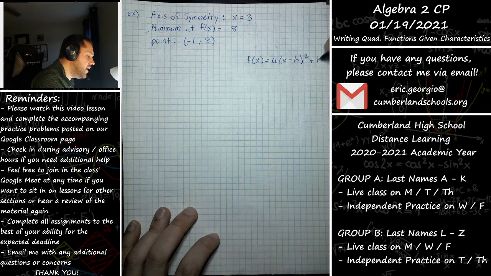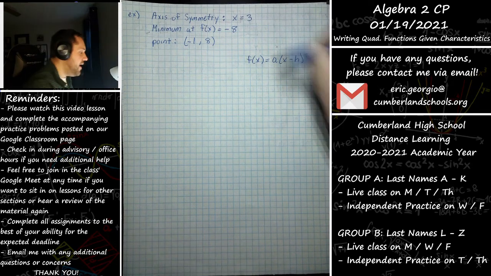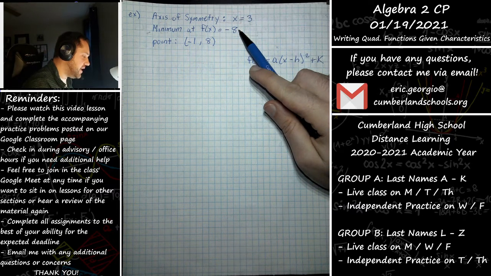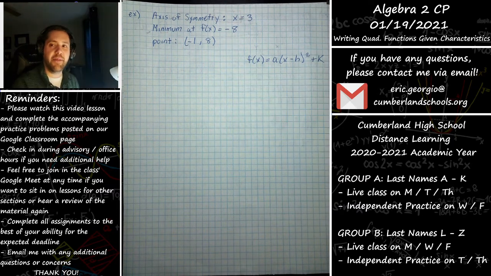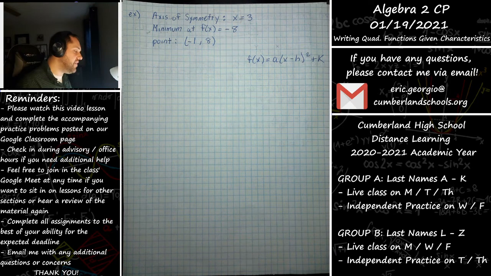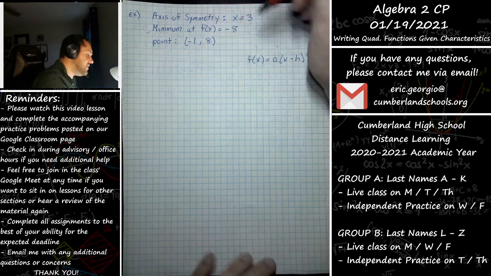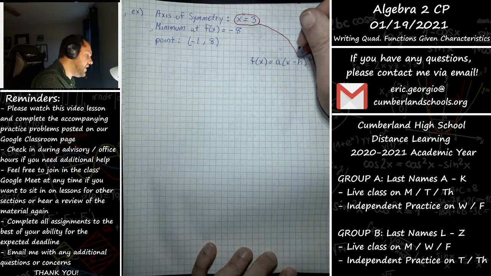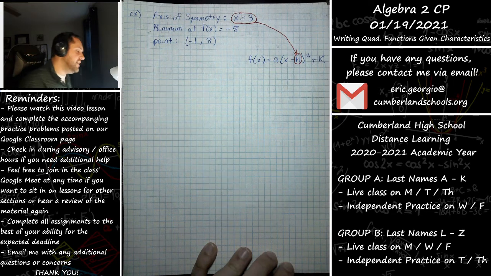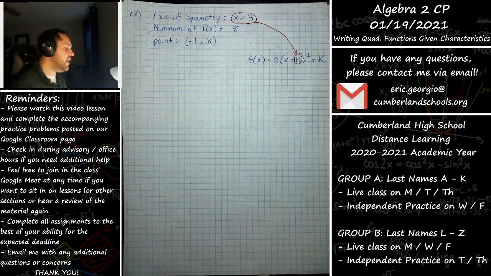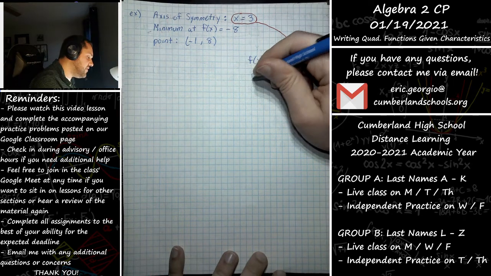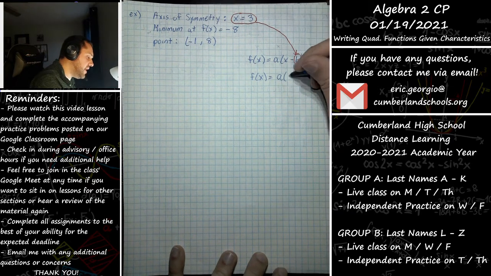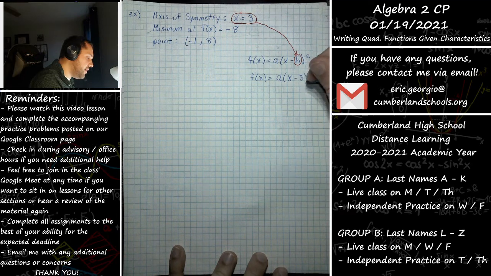What equation in vertex form has an axis of symmetry of x equals 3, has a minimum of f of x equals negative 8, and passes through the point of negative 1 comma 8? Not given the vertex directly, but given a lot of information that relates to it. Starting with the axis of symmetry, we know the axis of symmetry is the x-coordinate of the vertex, which ties into the horizontal shift. If the x-coordinate of the vertex is 3, then the inside of this parenthesis would have to look like x minus 3 squared.